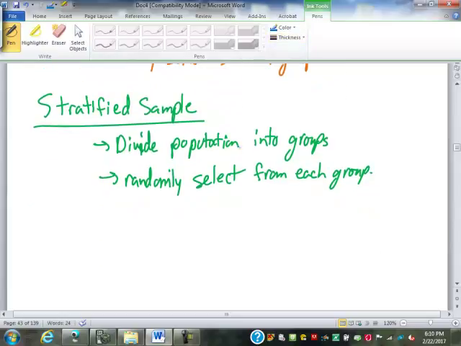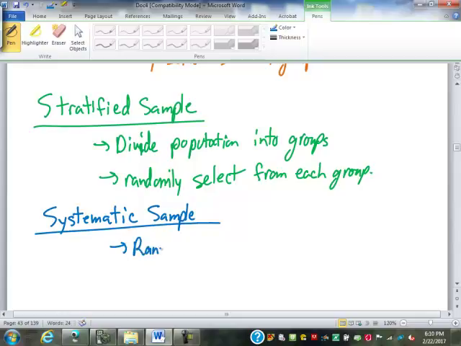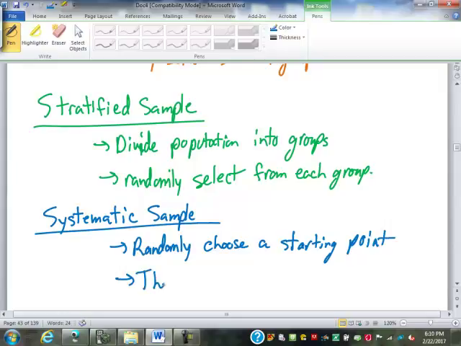Again, that's random, but it's not simple random. There's systematic samples. In a systematic sample, you randomly choose a starting point. And then the system goes from there.